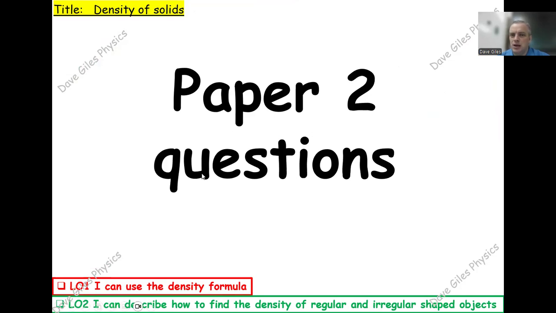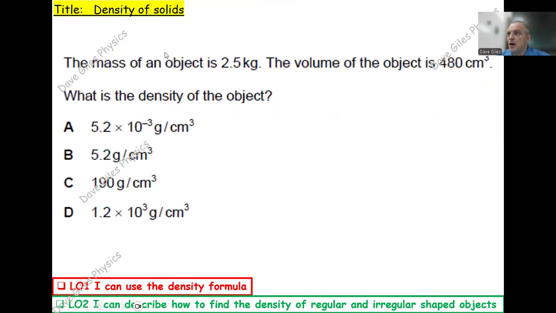So let's have some past paper 2 questions. The mass of an object is 2.5 kilograms. The volume of the object is 480 centimeters cubed. What is the density of the object? For this, it's given in grams per centimeter cubed, so you need to convert the kilograms to grams. 2.5 kilograms is 2,500 grams. Divide that by 480 centimeters cubed, which gives me 5.2083. So to 2 significant figures, that is 5.2 grams per centimeter cubed.